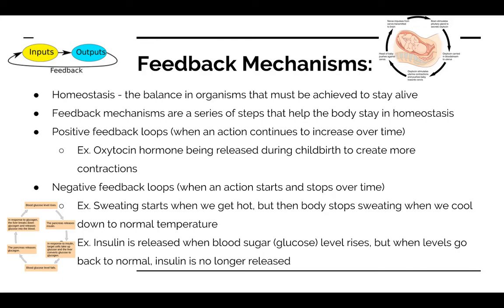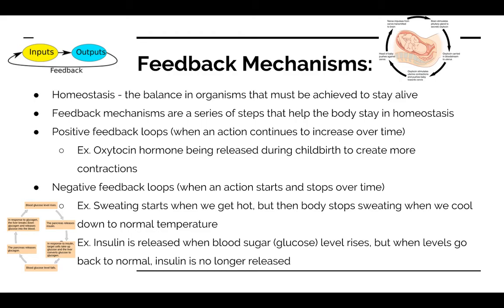And the second one is called negative feedback, and that's when an action will start and kind of stop or turn on and turn off over time to regulate the body, kind of like a thermostat and how it controls temperature. So the first example that I have is that sweating starts when we get hot, but then the body stops sweating when we cool down to a normal temperature. So you start to sweat, you stop sweating. And that continues just to keep your temperature normal.